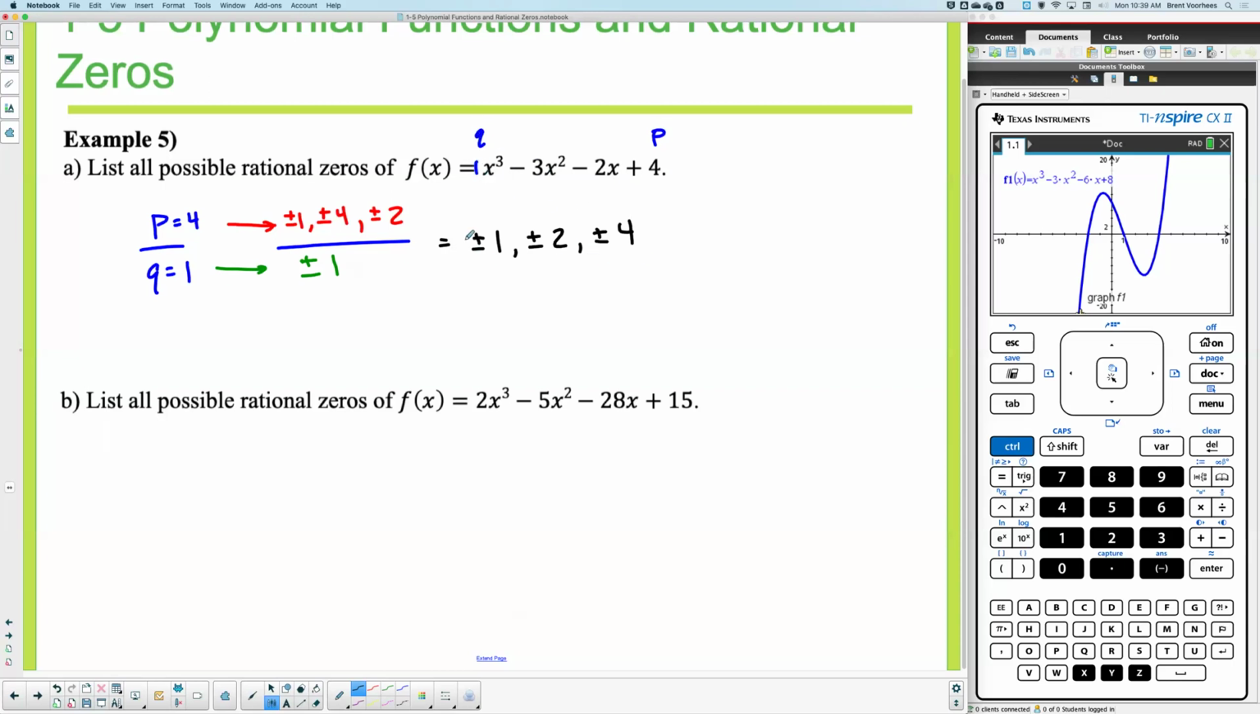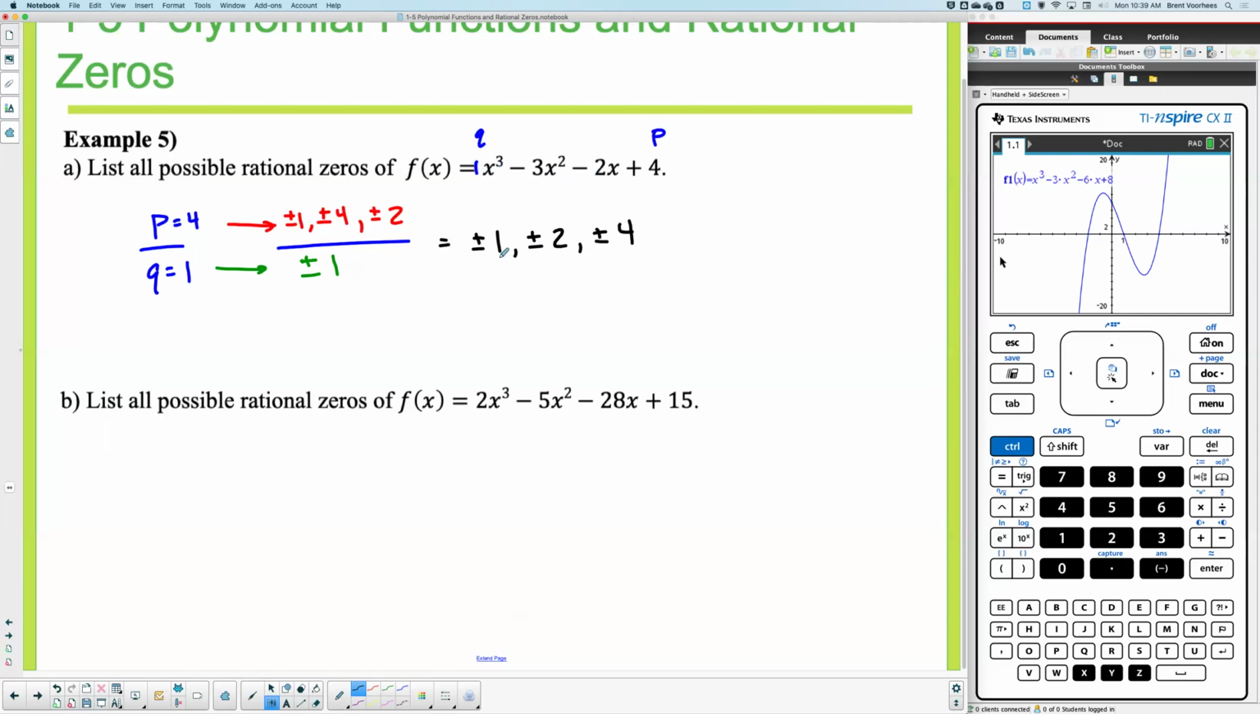These are the only places. If this equation ends with the 4 and starts with the 1x cubed, these are the only locations the graph could ever hit the x-axis. It could not hit the x-axis at +9 or at -9. Why do I know that? Because this is a 4. If this is a 1 and this is a 4, it could not hit at 9.